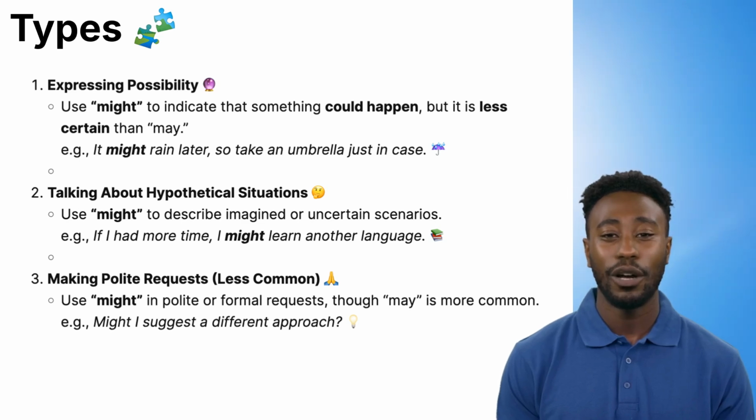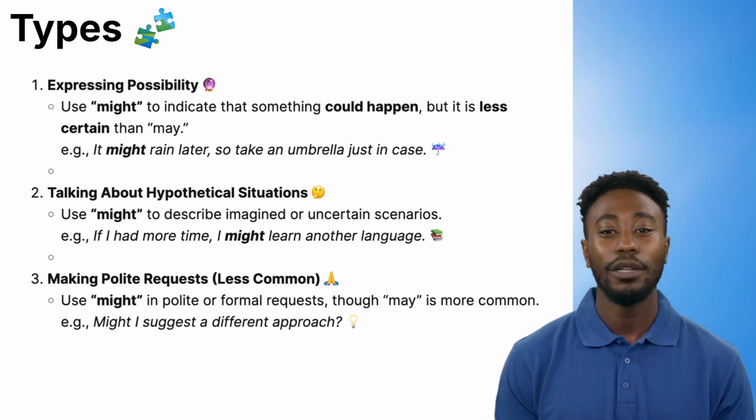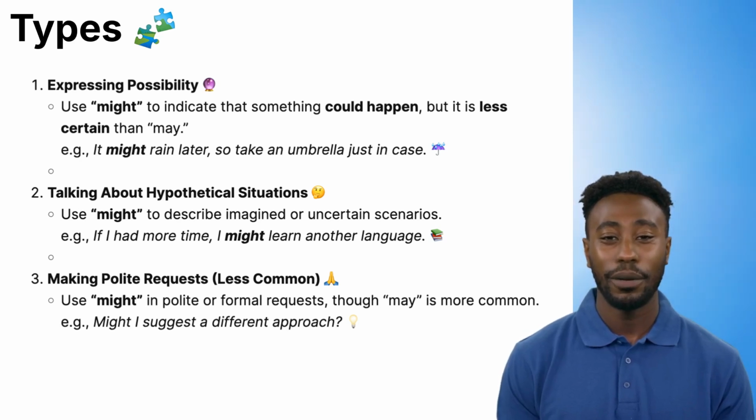Use might when talking about something that could happen, but it is less certain than may. Example: it might rain later, so take an umbrella just in case. This means there is a possibility of rain, but it's uncertain. More examples: she might be at home, but I'm not sure. They might cancel the event if the weather is bad. If you want to express uncertainty about the future, use might.